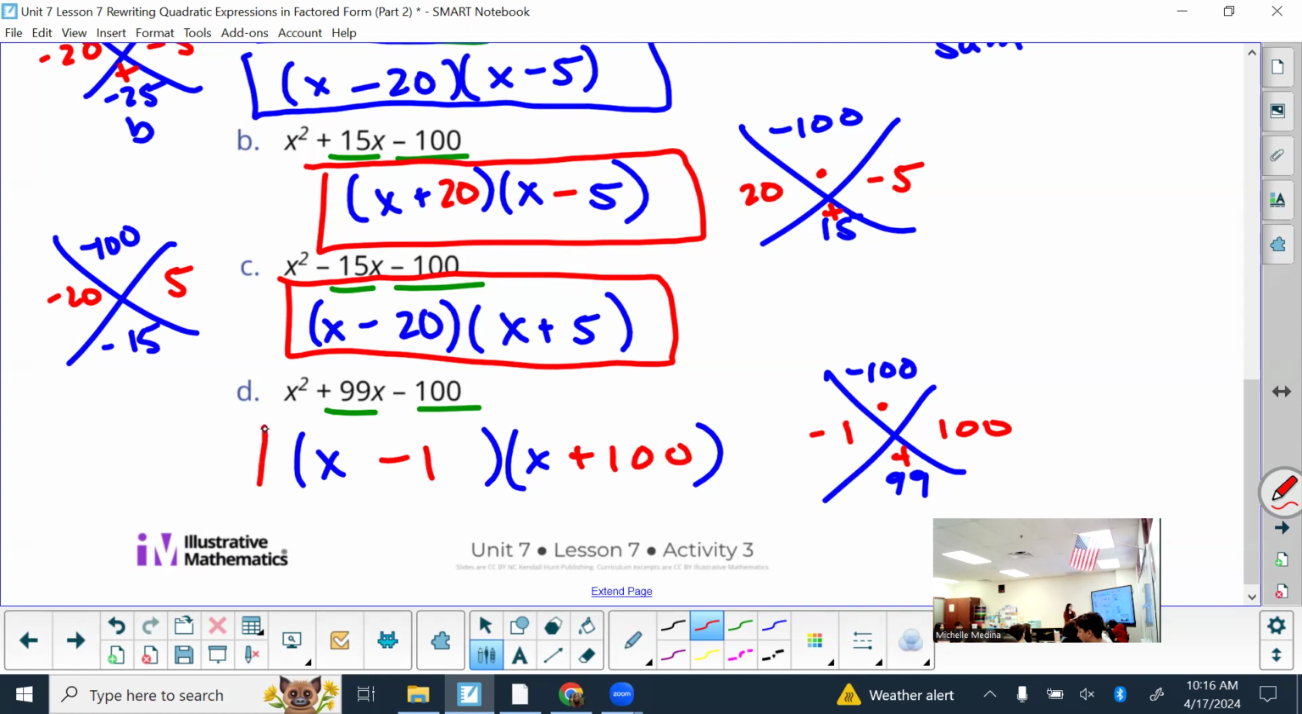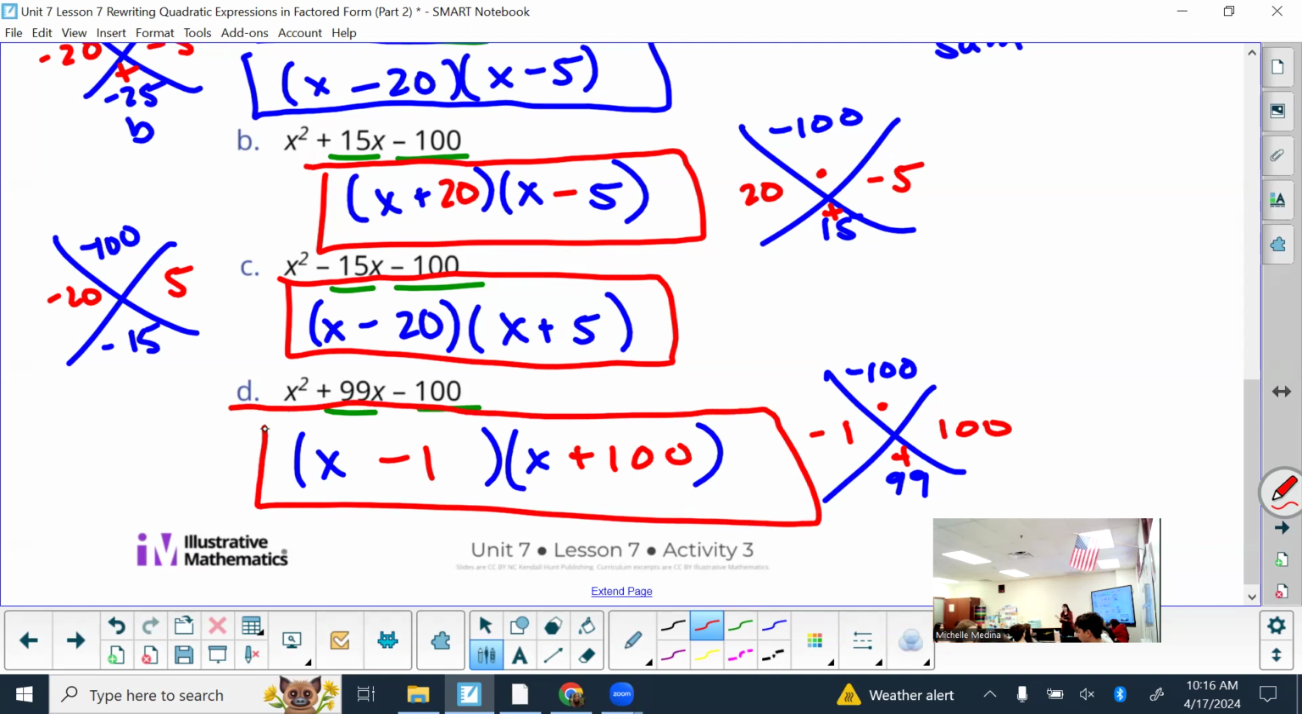And yes, you could switch the order. You could do the x plus 100 first, the x minus 1 second. It has to, when you multiply, give you that.